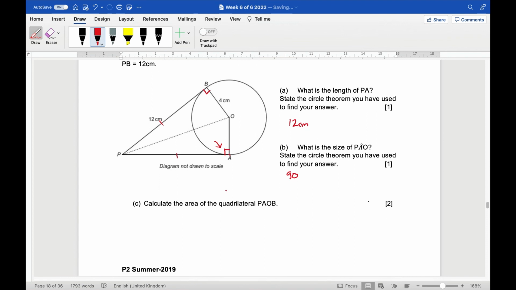Okay. Calculate the area of the quadrilateral. Well, it's not a particular shape, is it? But it's made up of two triangles. So if we just look at this triangle here, which has a base, well, they could be base, couldn't it, of 12 and a height of 4. So you can use base times height divided by 2, and the same here. That's 12, and again, this is another radius, so this must also be 4. So base times height divided by 2, and add them together to get the total area.